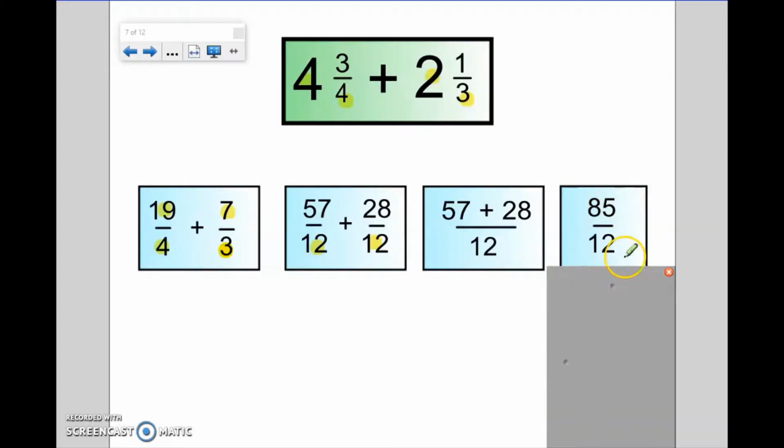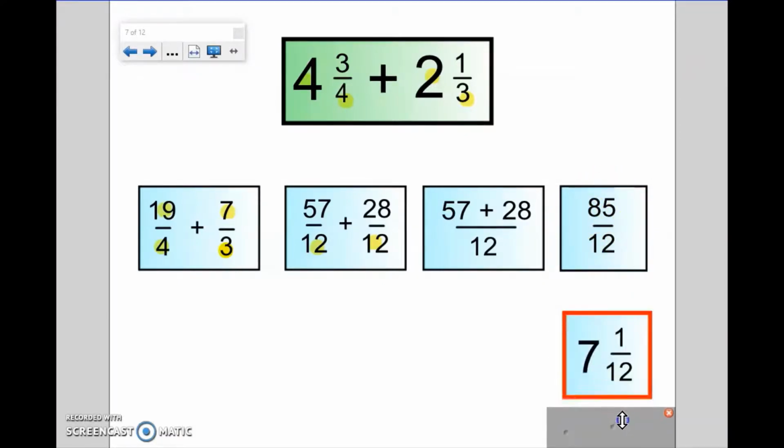However, usually when we are given an answer as a top-heavy fraction, we would convert it back into a mixed number to give a more appropriate answer. So I'm just going to change this back into a mixed number. So my final answer being 7 and 1/12.